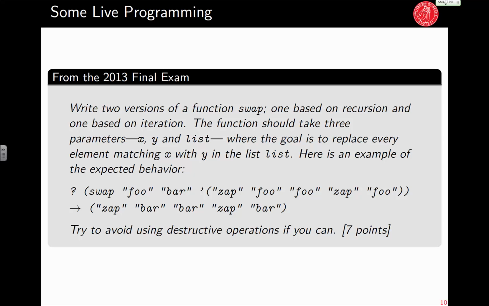From an earlier exam in an earlier version of this class, right? A function swap based on recursion. The function should take 3 parameters, x, y, and list, where the goal is to replace every element matching x with y in the list. Here's an example of the expected behavior. Swap all occurrences of the string foo with the string bar in the list as we see here. I'll need your help in implementing that. I know you know how to do this.